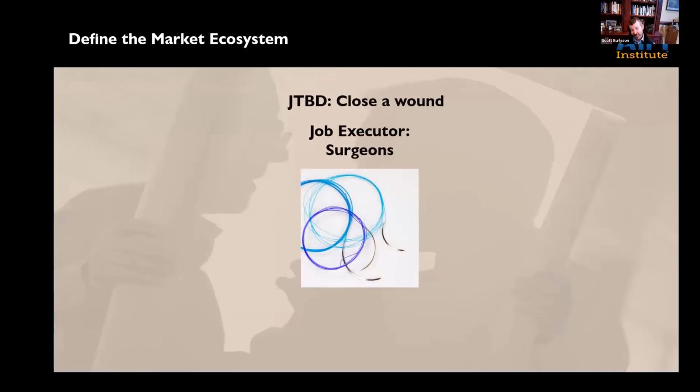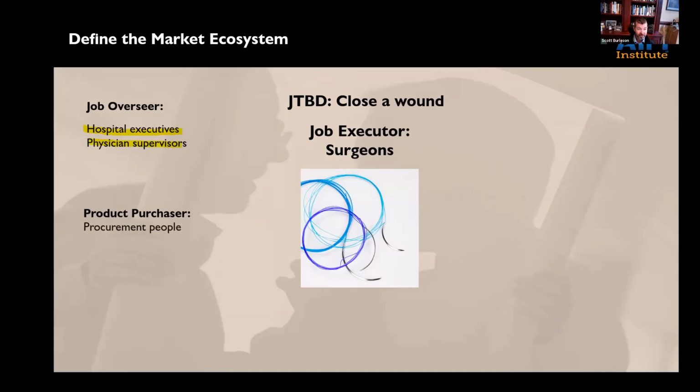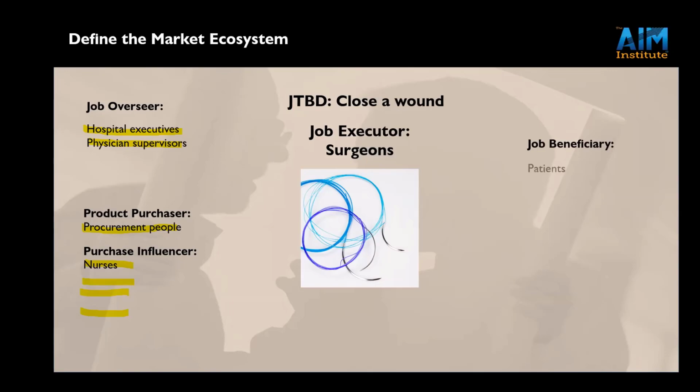From there, just like we did with the dog food, we can build out the rest of our market ecosystem. The job overseer, in this case, might be hospital executives or supervisors over the physicians. Somebody's going to purchase the product. They're not closing the wound, but they purchase the product. Every company has their procurement folks, and for a large hospital, it's probably what you have. Then purchase influencers: you could have nurses, but lots of different influencers there. And who's the job beneficiary for this job of closing a wound? The patient. Thank you.